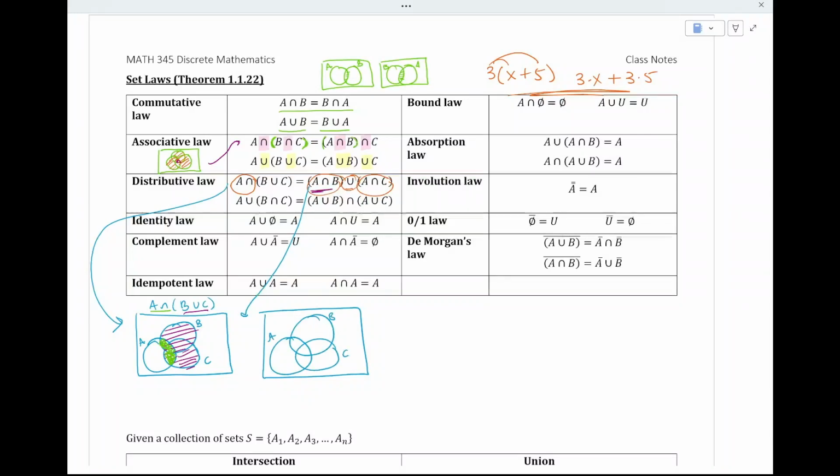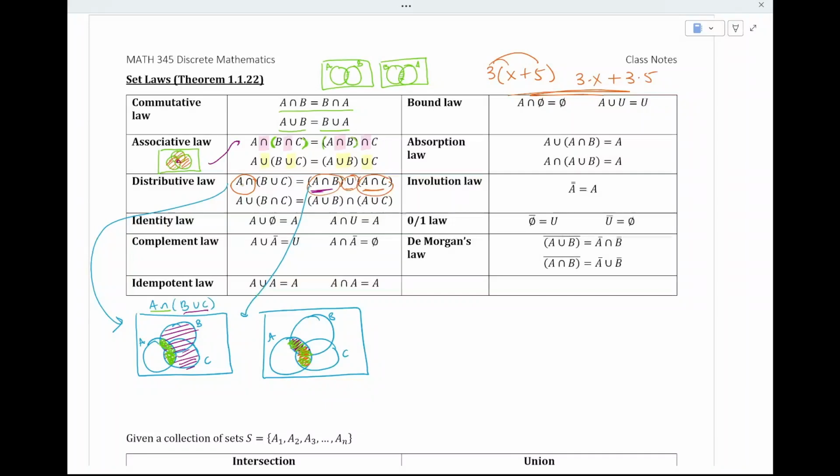A intersect B is this part, and A intersect C is this part, and so their union is this whole part, like that. And I can see that this area that I've done in green is the same on both sides.